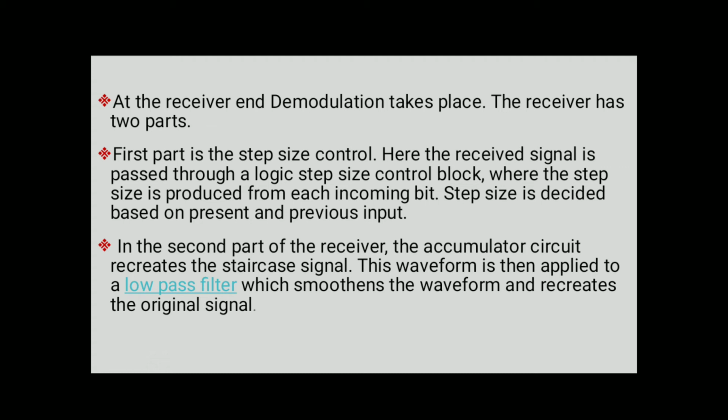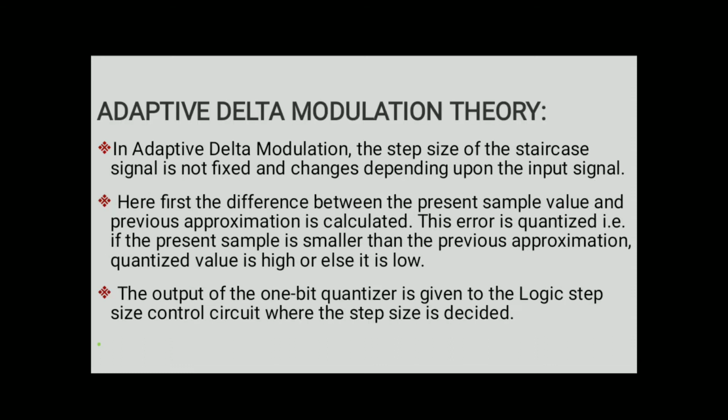In the second part of the receiver, the accumulator circuit recreates the staircase signal. This waveform is then applied to a low pass filter, which smoothens the waveform and recreates the original signal.